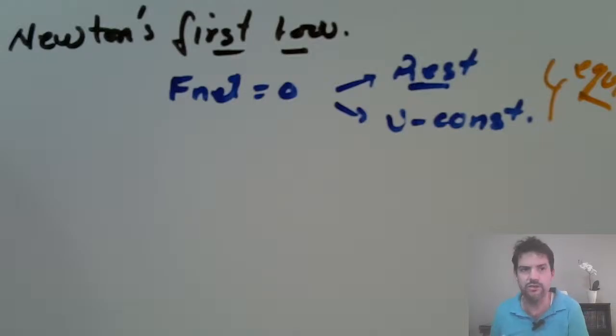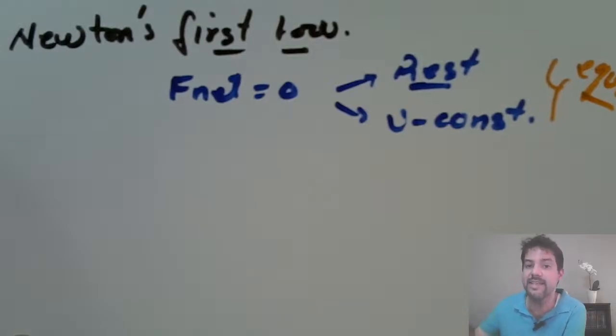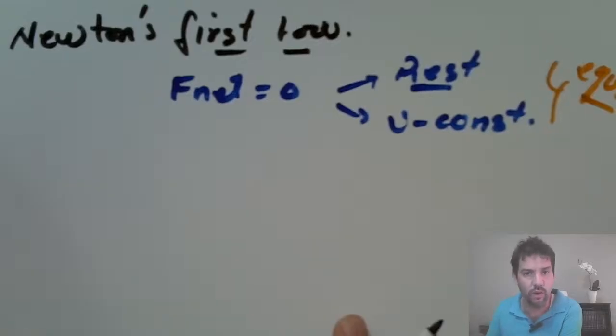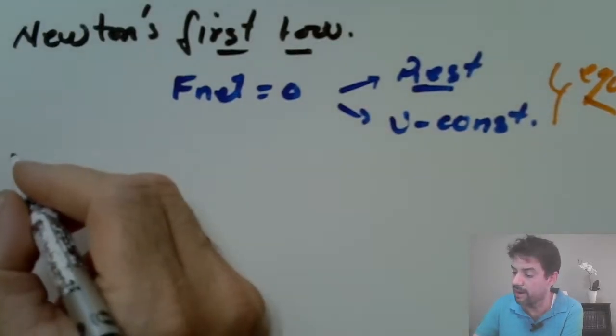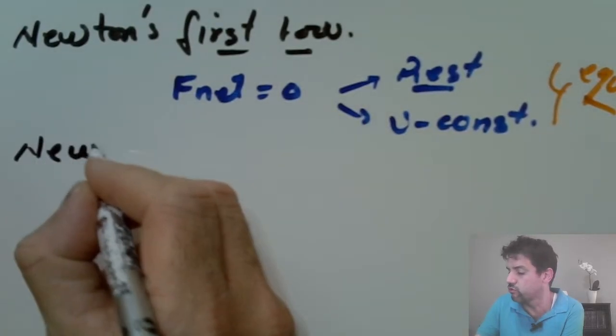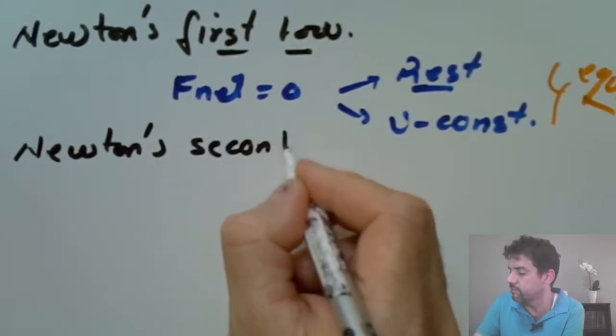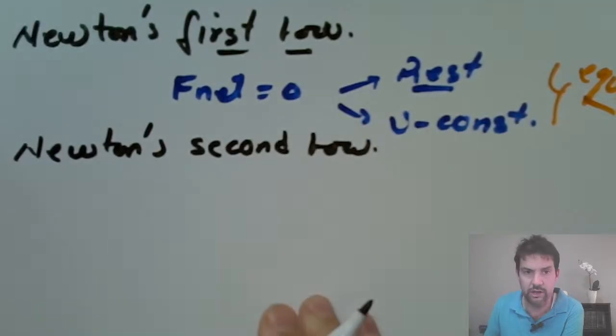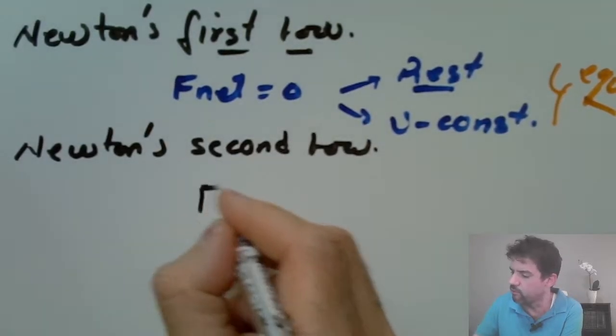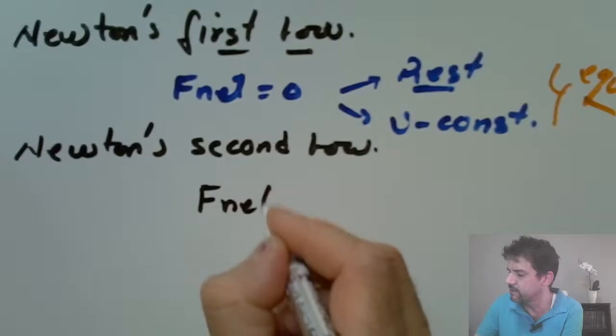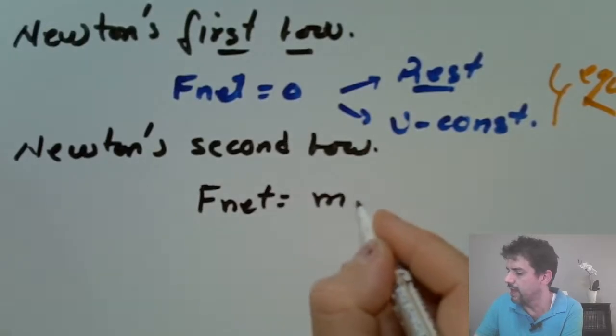Now, Newton's second law says that if the net force is not equal to 0, then the object is going to accelerate in the direction of the net force. That part of the law must be present, otherwise you are not going to get full marks. So let's write here Newton's second law, and let's note that the formula is F net is equal to ma.